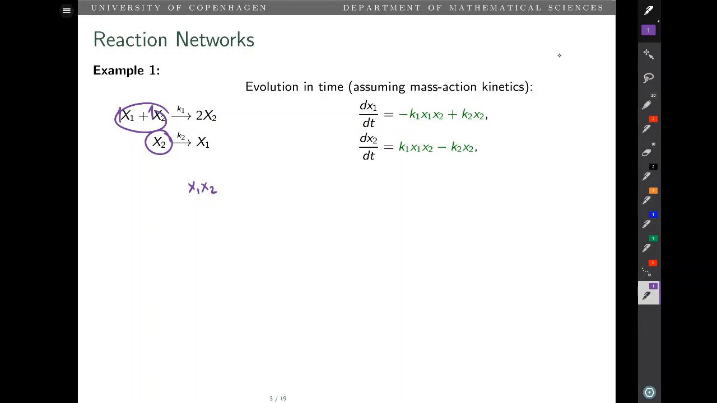And for the second reaction, I have just x2. If I had down there 2x2 instead of x2, then I would have the monomial x2 squared. It's simple as that. I didn't say that, even if it's written: this is assuming a certain kind of kinetics, which is mass action kinetics, which is common, and is the one that I like because it gives me polynomials in the first place.